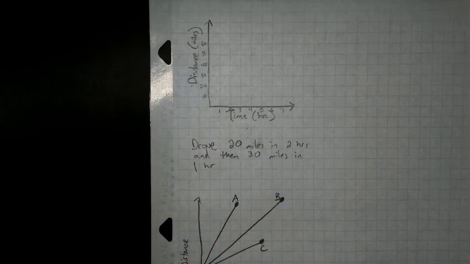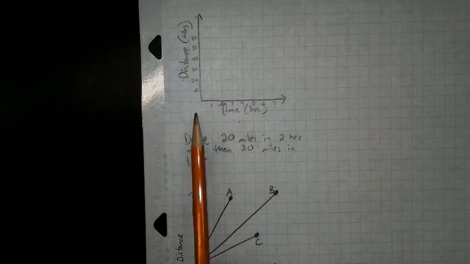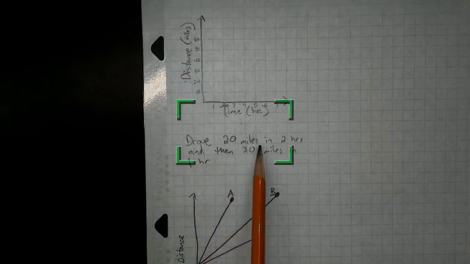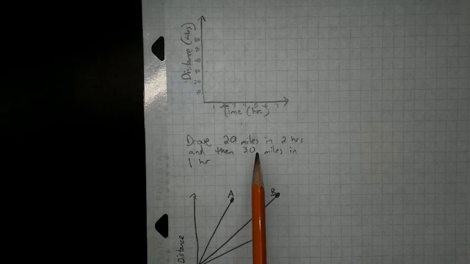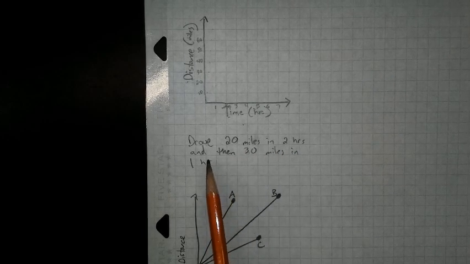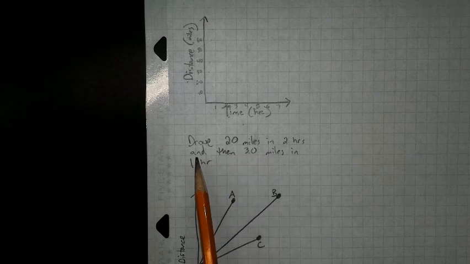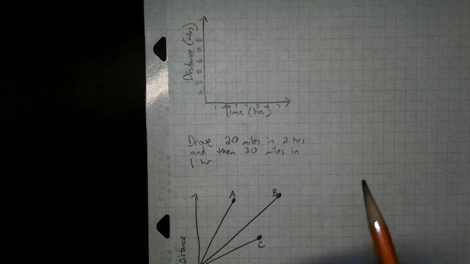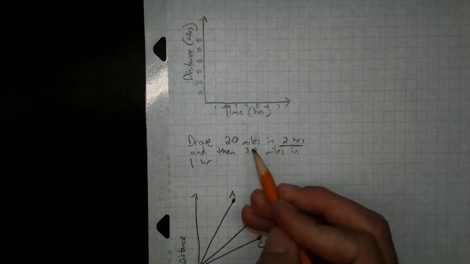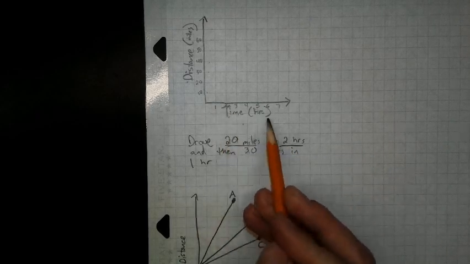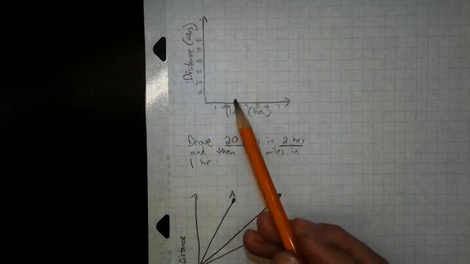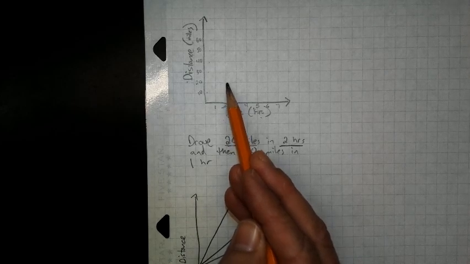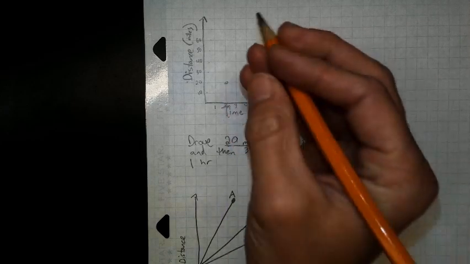So in this first example, we have a graph that's not filled out, and a simple word problem. A car drove 20 miles in 2 hours and then 30 miles in 1 hour. Simply graphing this shouldn't be super complicated. We know that in the first 2 hours they traveled 20 miles. This axis is in hours, this one is in miles, so I'm going to go to 2 hours and up to 20 miles, and make my mark there.